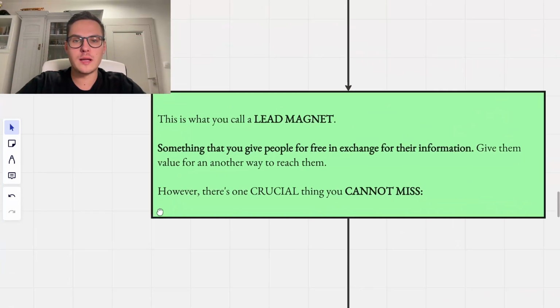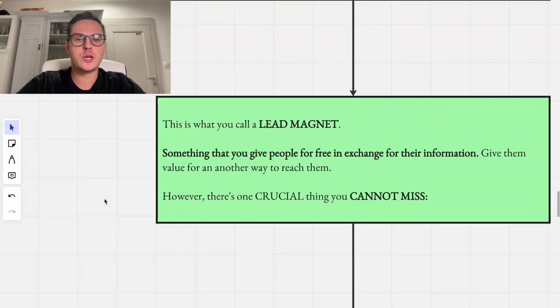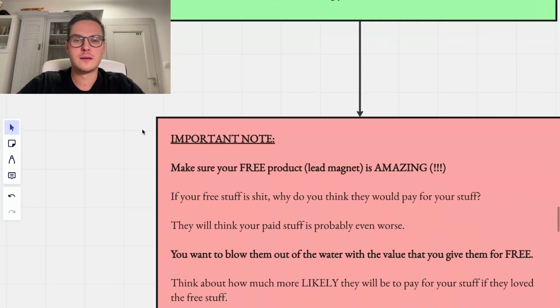So this is what you call a lead magnet, something that you give people for free in exchange for their information. Give them value and another way to reach them. However, there's one very, very important thing that you cannot miss. I can't emphasize it enough.